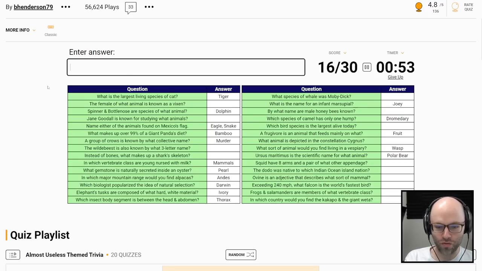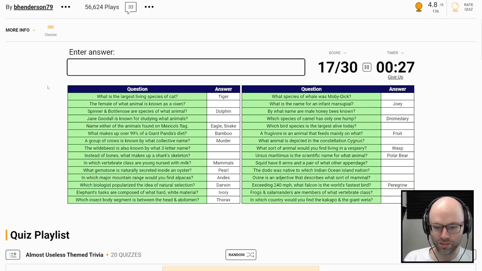Ovine is an adjective that describes a cow. I know. Ovine. Chicken. Chickens are mammals? Come on, man. Wait, are chickens... no, they're not mammals. I don't think... you can't get chicken milk, right? Greg? Which falcon is the world's fastest bird? Peregrine. That's good, because that's like the only one I knew.